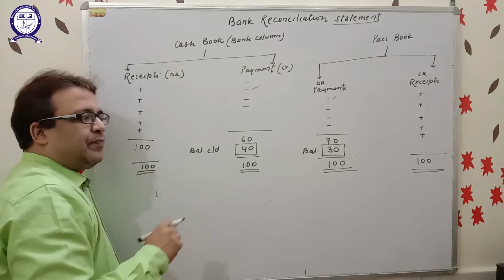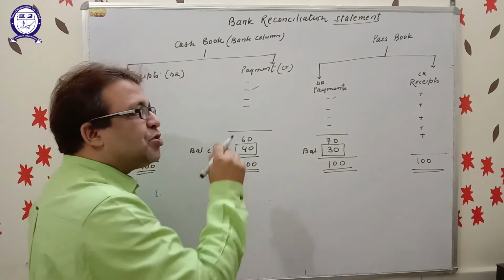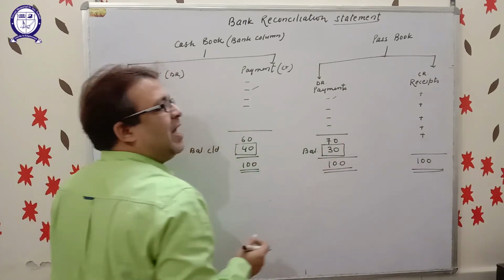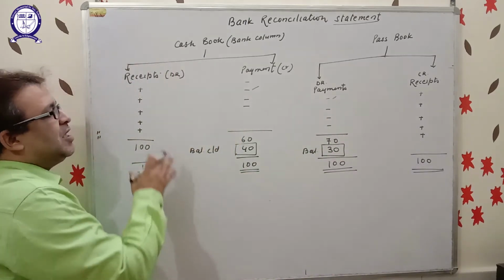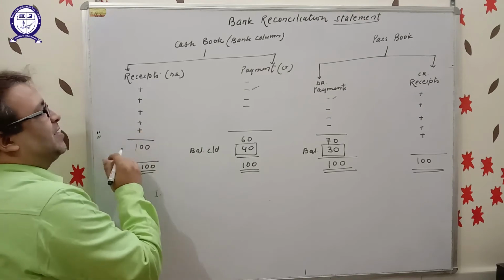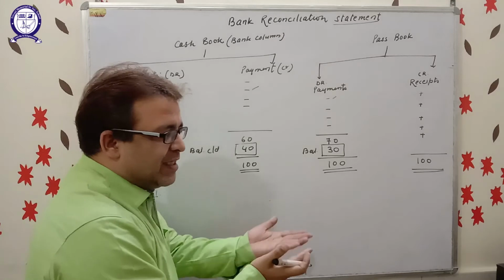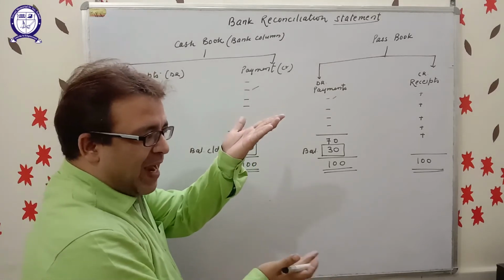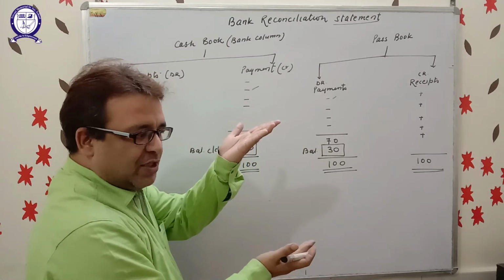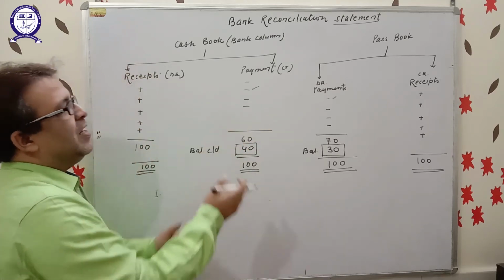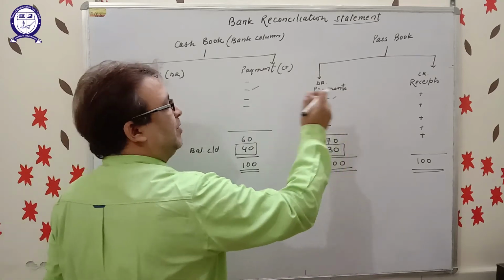Second point, checks deposited into the bank but not credited by the bank till the end of the month. Suppose we have deposited some checks. We record them in the debit side. That means we increase our cash book balance, but the bank has not credited our account. So the passbook will remain the same. So there will be a difference between the cash book and passbook.